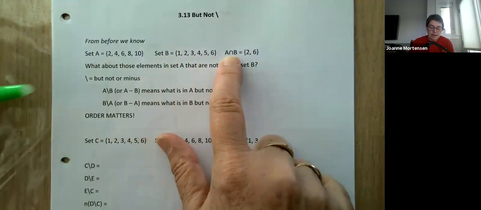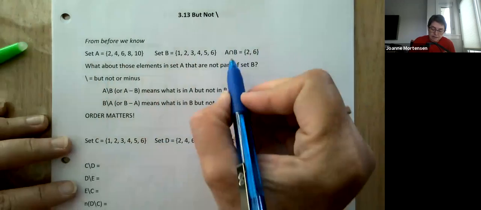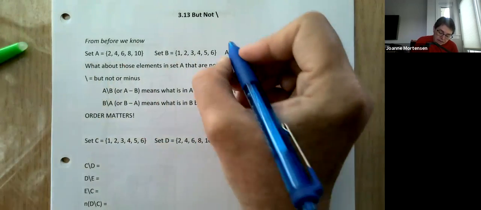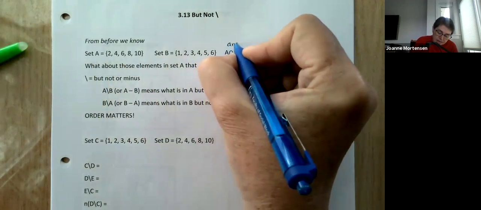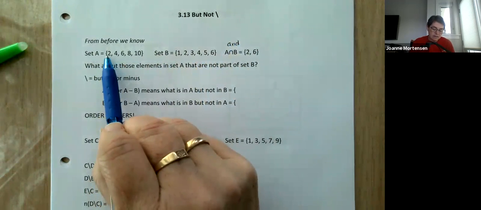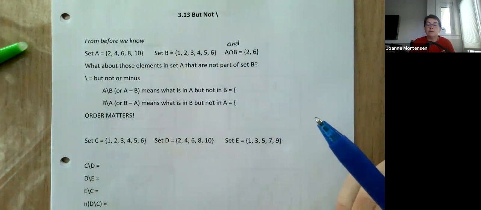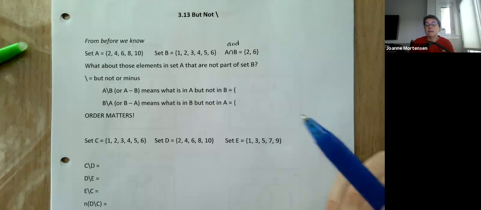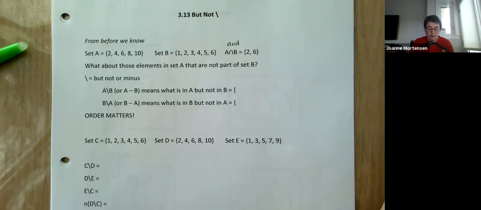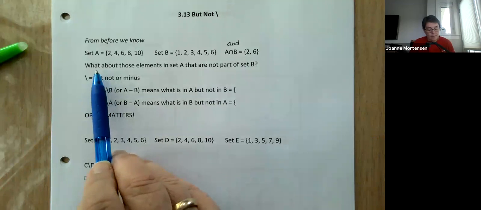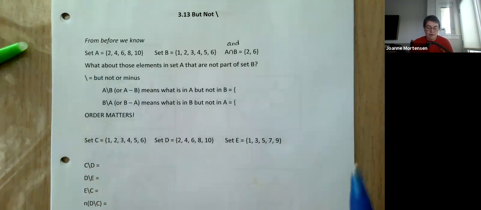And we know that A intersection B. Remember, intersection is kind of like the word "and". Things that are common in both. And we did a video about union. That's everything. It's kind of like the "or". But what about those elements in A that are not part of B?